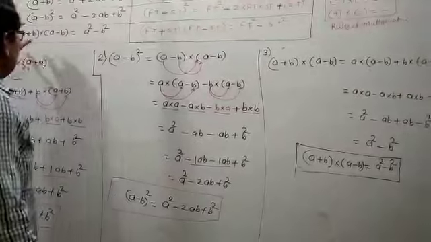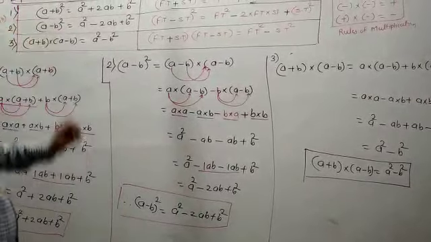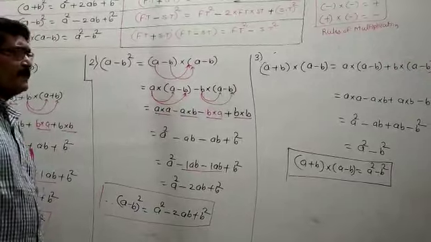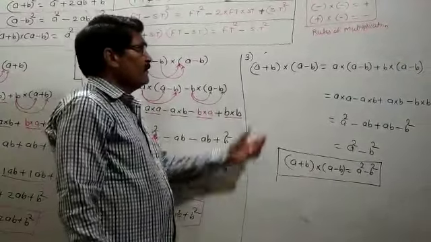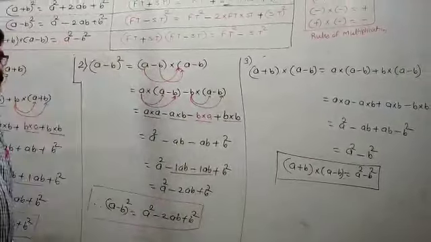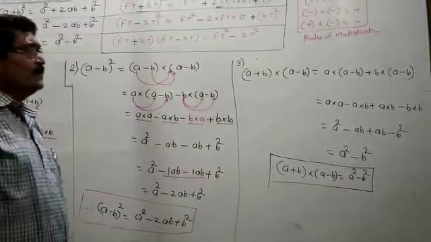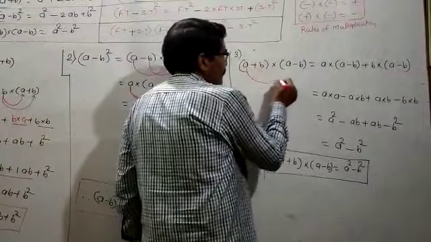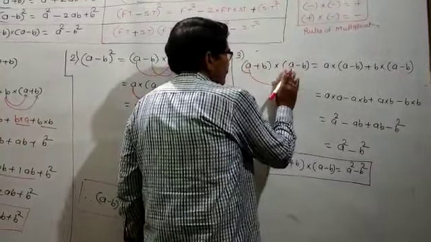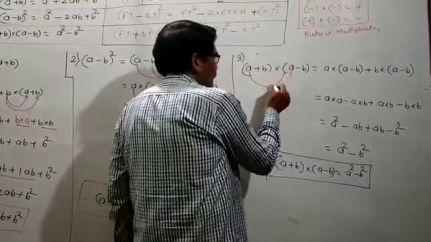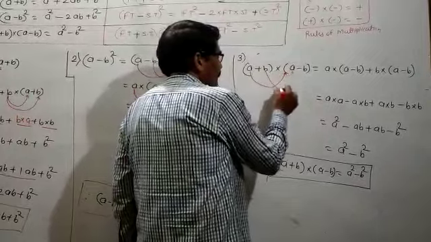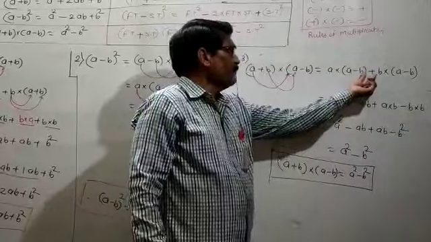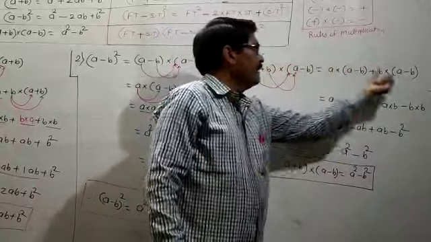Then you have to start with the third identity: a plus b in one bracket multiplied by a minus b. If a plus b in one bracket is multiplied by a minus b, you have to prove that it equals a square minus b square. How will that come? So again you have to utilize the distributive law: a multiplied by this bracket, and b multiplied by the same bracket. So I will write a multiplied by a minus b plus b multiplied by a minus b.